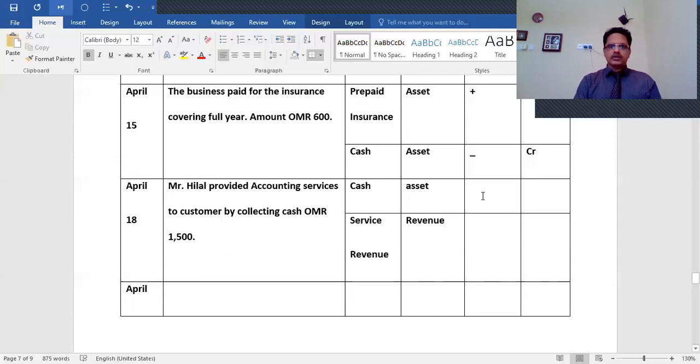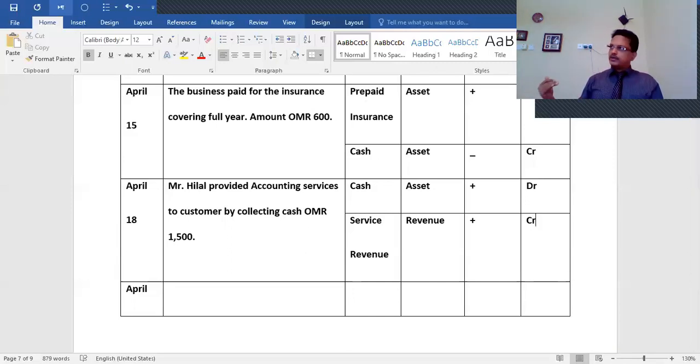Now you can check whether the asset increases or decreases. You are getting money, so the asset, or cash, is increasing, and service is also income. Your income is also increasing, so service revenue also increases. Asset increase means debit. Service revenue increase means credit.